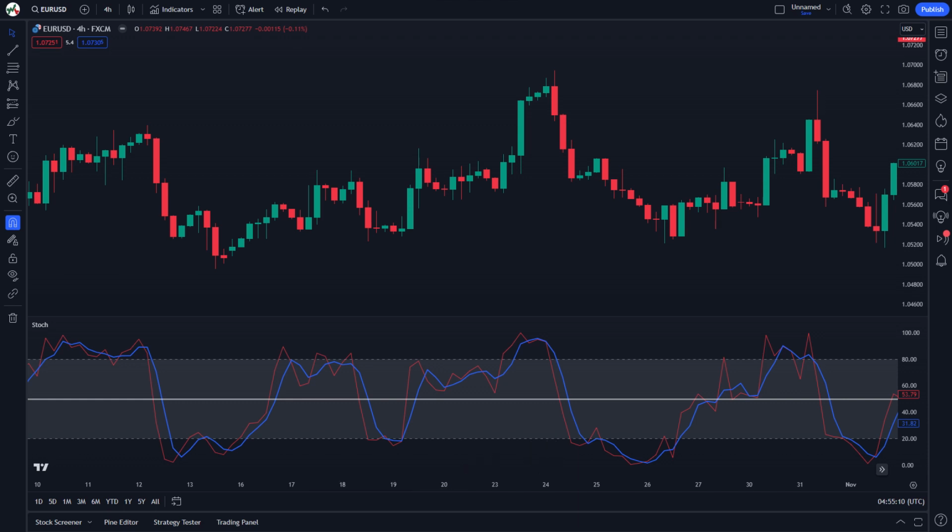There are two lines you should be aware of in the stochastic tool. The K line, or red line, represents the closing price, while the D line, or blue line, is the moving average of the K line. The stochastic should be your main entry signal. The ranges the lines are bound in are important metrics to see if the asset is oversold or overbought.